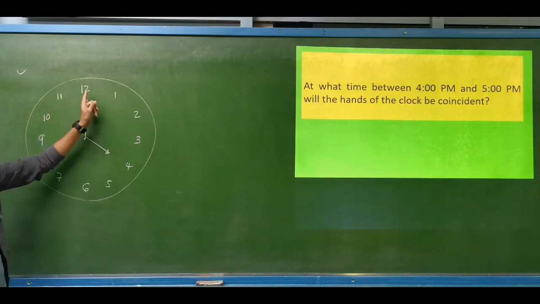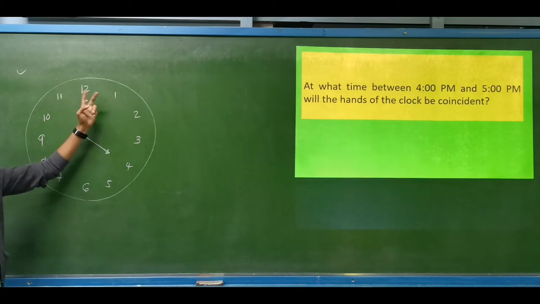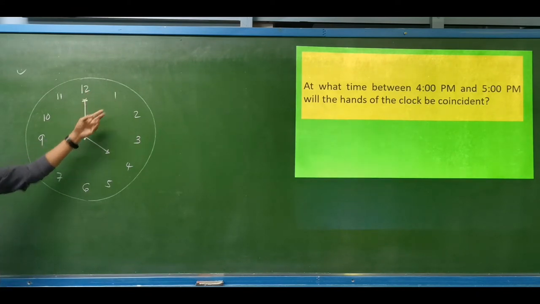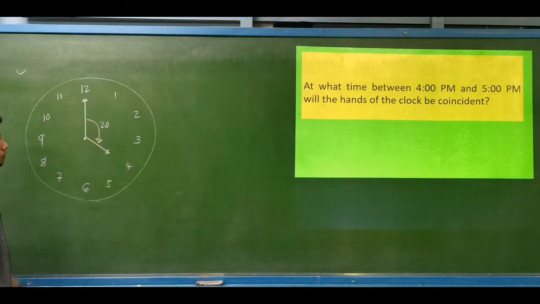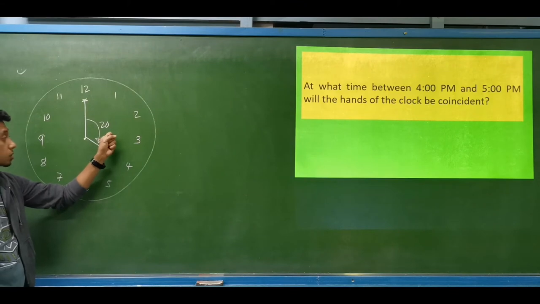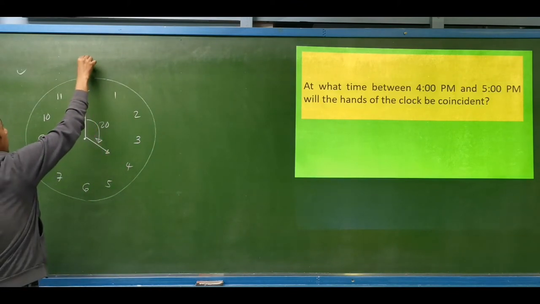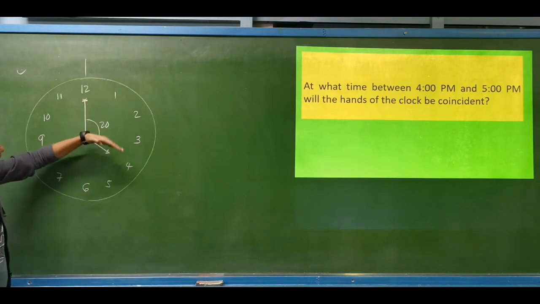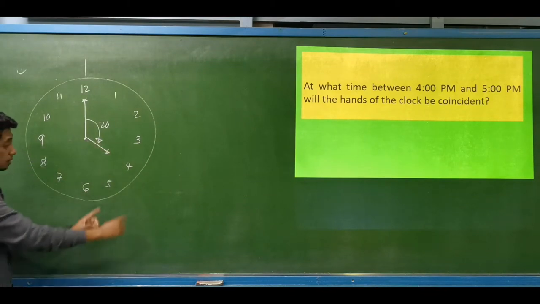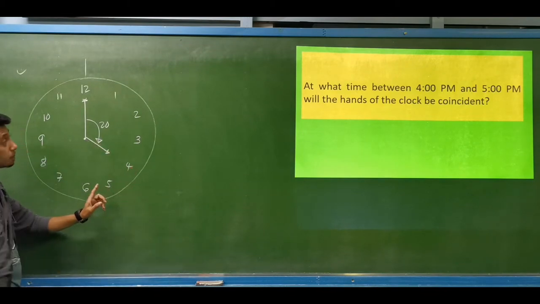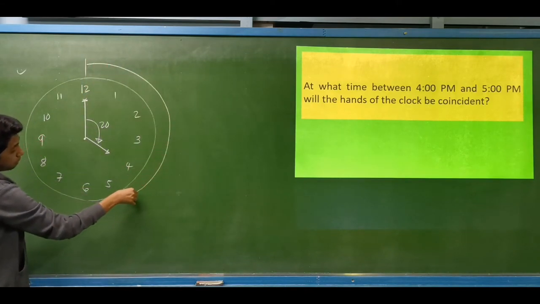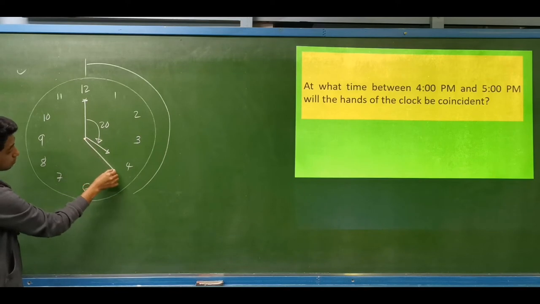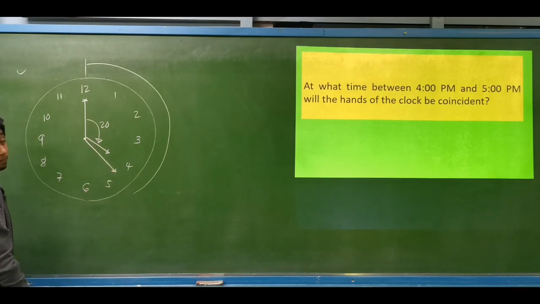Do we know how many divisions from 12 to 4? Again, the number of divisions between two numbers is 5. So from 12 to 4 corresponds to 20 divisions, or 20 minutes. Let us imagine that the minute hand will move and point now between 4 and 5. So the minute hand will move from 12 up to a point between 4 and 5.